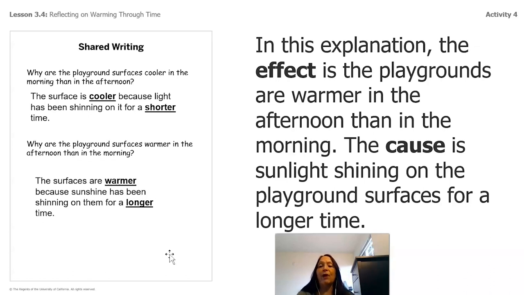So in looking at the shared writing, we have the two questions. Why are the playground surfaces cooler in the morning than in the afternoon? The answer, using our sentence frame and the words we were talking about, says: the surface is cooler because the light has been shining on it for a shorter time. And then, why are the playground surfaces warmer in the afternoon than in the morning? The surfaces are warmer because sunshine has been shining on them for a longer time. So the word because explains the effect and the cause. Those are words that scientists use to come up with an explanation of cause and effect.